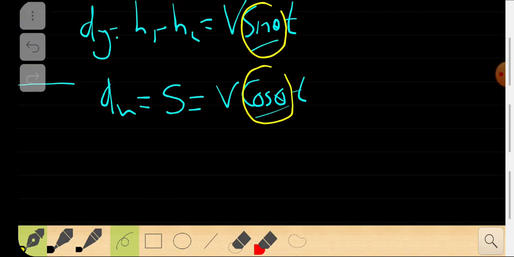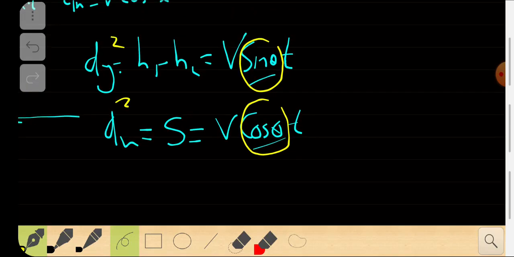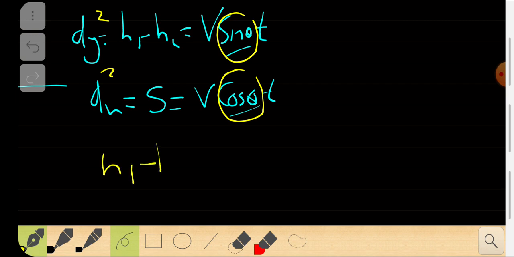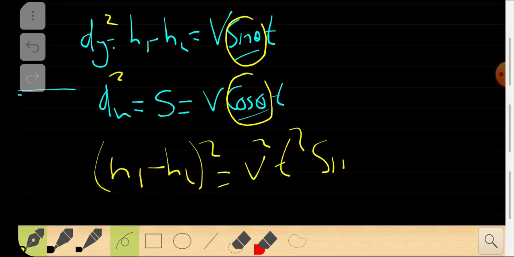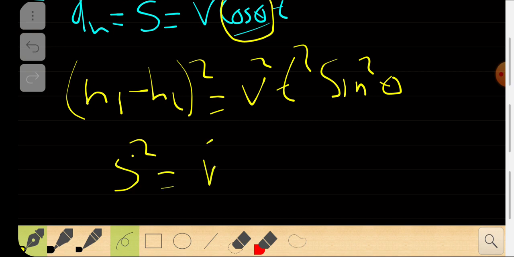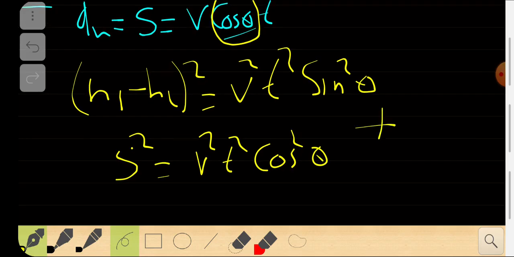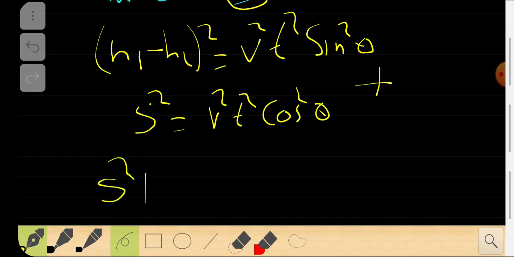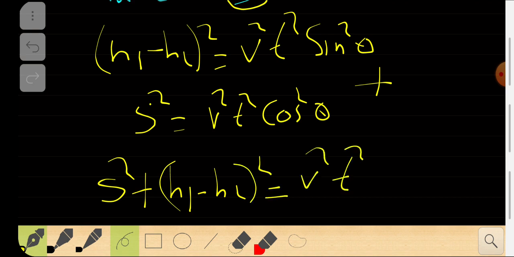For that, I can use the advantage of the trigonometric principle, so I'm squaring both sides, dy squared and dx squared. You get h1 minus h2 the whole square equal to v square t square sine square theta, and s square equal to v square t square cos square theta, right? Now I can add these both, and we get s square plus h1 minus h2 the whole square equal to v square t square times sine square theta plus cos square theta, which is equal to 1. So I get that equation.